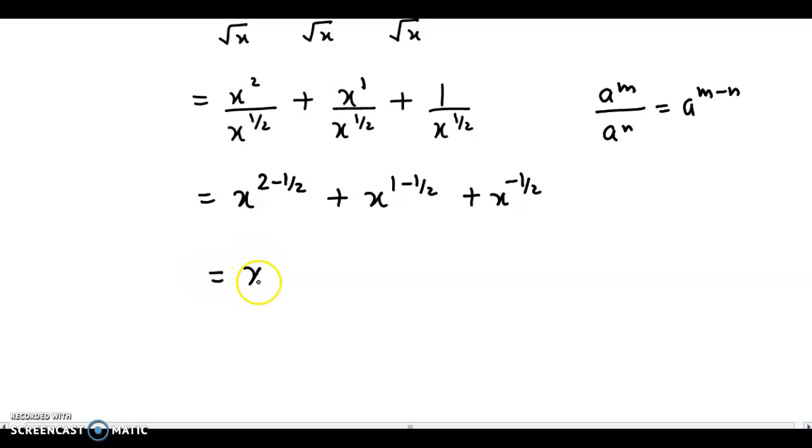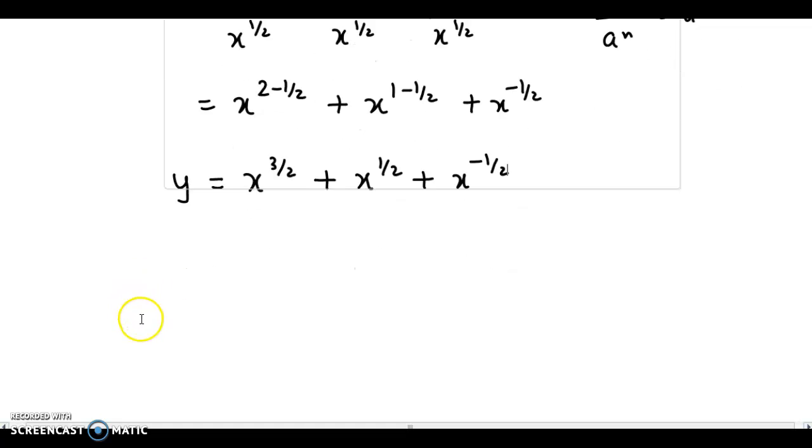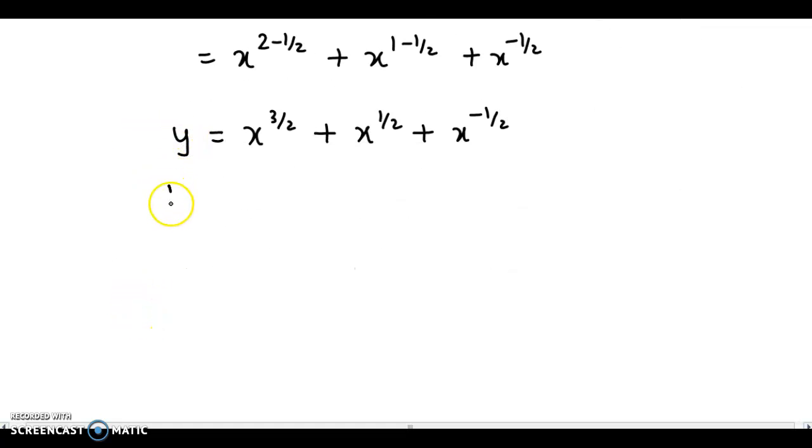So if we simplify, we get x raised to, now 2 is 4 by 2, 4 minus 1, that's 3, so we have 3 by 2, x^(3/2), plus x raised to, now 1 minus half gives half, right? So we have x^(1/2), and the last term is x^(−1/2). So we have simplified the function, and now we could take its derivative.